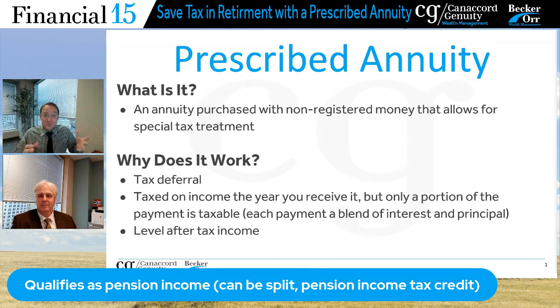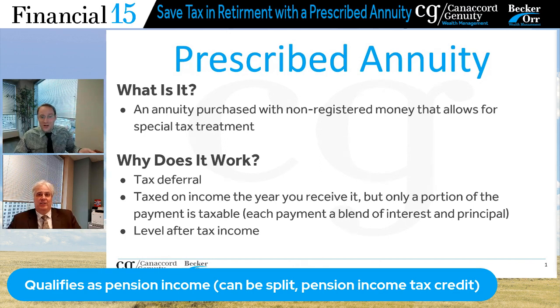Now, for non-registered money, there's only so many ways you can split it. In fact, there's very few that can qualify for pension splitting. So with RSPs after the age of 65, you convert it to a RIF. You can now qualify any withdrawals from that account as pension income. You can split it with your spouse. You really can't do that with non-registered funds, but through a prescribed annuity, you gain access to that benefit. So that can be a big tax savings right there, the ability to split the income that comes out of the annuity.